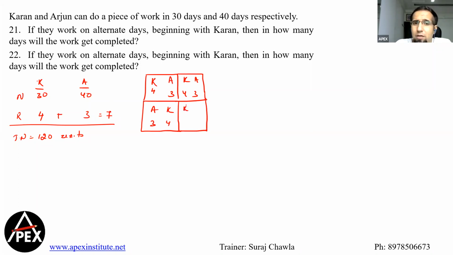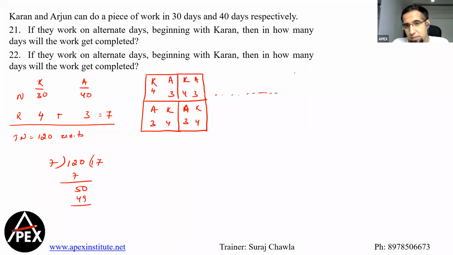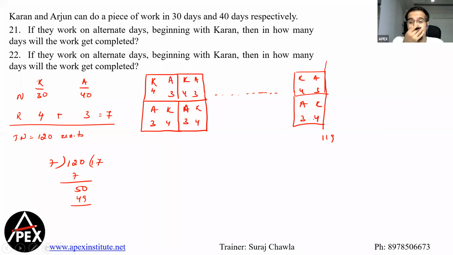Now we know that 120 is not a multiple of 7. So I will take a multiple of 7 less than 120. How do I take a multiple of 7 less than 120? I divide by 7. 7 ones are 7, we have 50, 7 sevens are 49. Which means what, guys? 119. If we take 119, if I'm stopping at 119 units, which is a multiple of 7, the work will go ahead of these lines. Is this point clear? So 7 into 17 is 119, which means 17 such blocks.